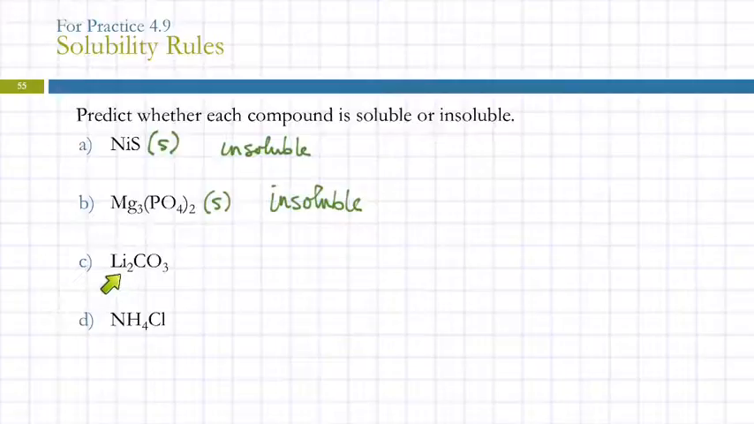Okay, lithium carbonate, soluble. First row, lithium compounds, always soluble, no exceptions. Done. So if this is in an equation, we're going to write AQ for aqueous. It dissolves in water. If there's water present, it dissolves. So this one's soluble. And then this one, NH4Cl, soluble. NH4 compounds are always soluble.